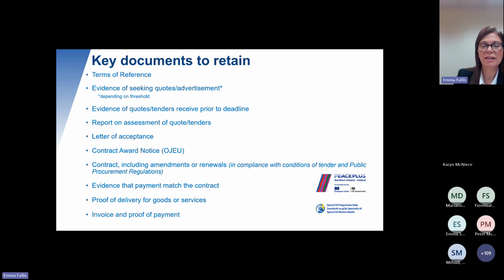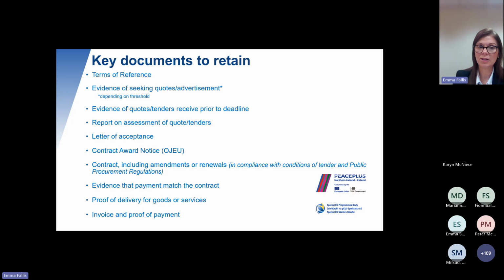So the key documentation then, just to reinforce, that needs to be retained for your management verifications is your terms of reference, evidence of seeking your quotes, advertisements, that depends on the threshold, evidence of quotes and tenders received prior to the deadline, report on assessment of the quotes and tenders, so how that assessment process was carried out, the letter of acceptance, the contract award notice if it was in the OJEU, the contract, including any amendments or renewals, and again any amendments or renewals must comply with public procurement regulation.